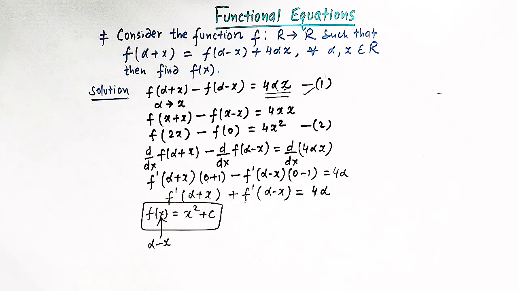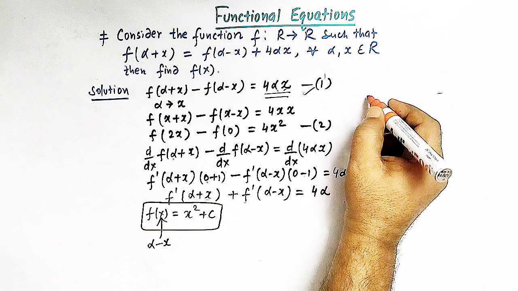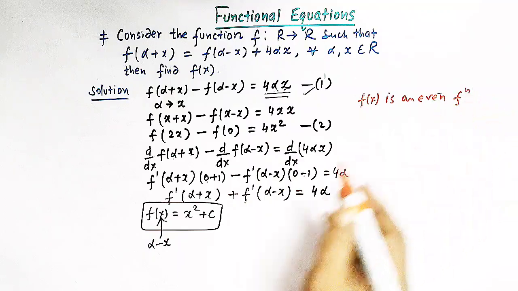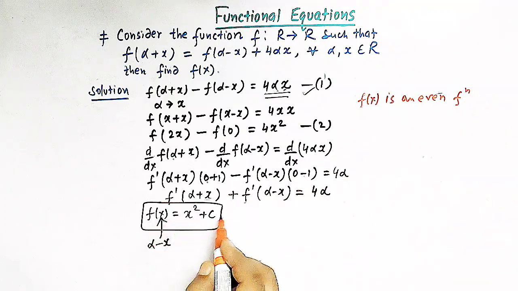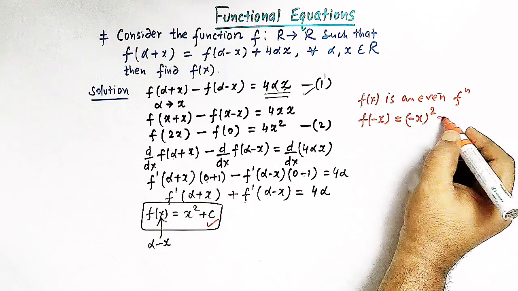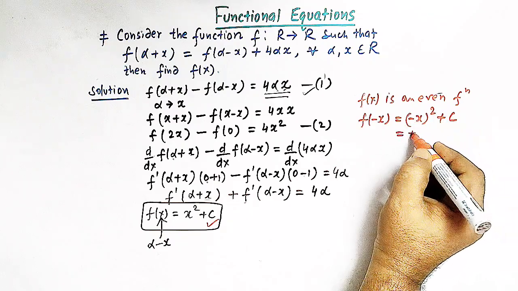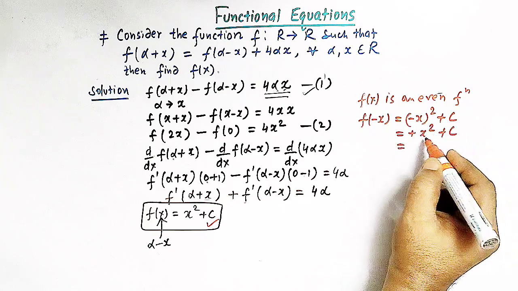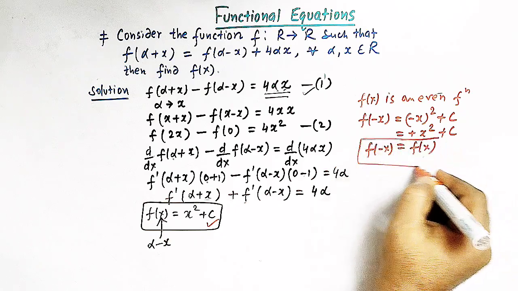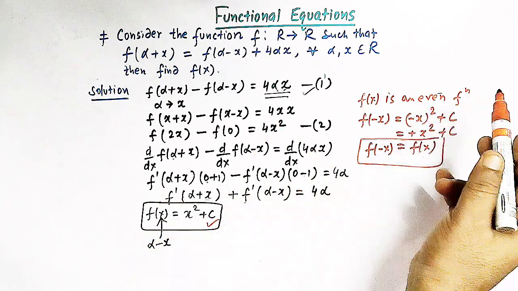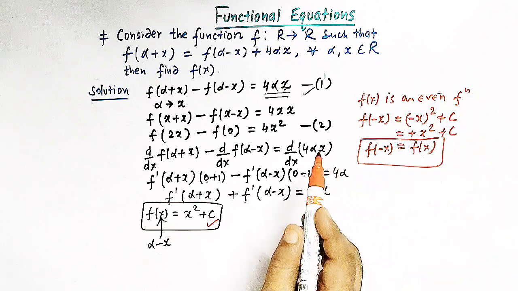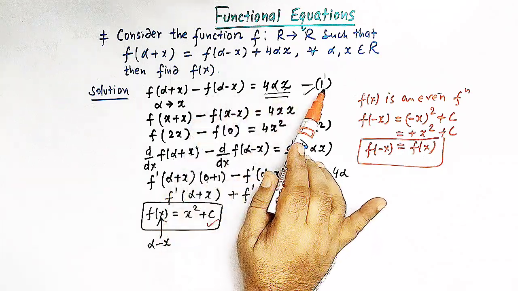So viewers, here it is interesting to note that this function f of x is an even function, right? f of x is an even function, and this can be proved by replacing x by minus x in this function, right? So we have f of minus x is equal to minus x whole square plus c, and the square of minus x is positive. So we have x square plus c, and x square plus c is f of x, right? So f of minus x is equal to f of x, which suggests that the function f of x is an even function. But the concept of even function can also be proved by using this equation number 1.